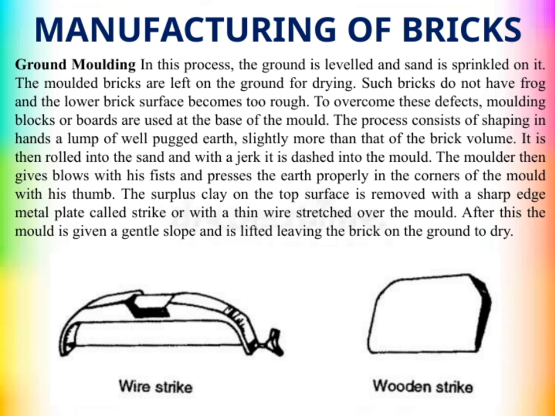It starts with taking a lump of well-pugged earth. This means the clay is thoroughly kneaded to remove air bubbles and achieve uniform consistency. You take slightly more earth than the volume of a brick and roll it into a ball. Then, you roll this ball into the sand to coat it evenly.